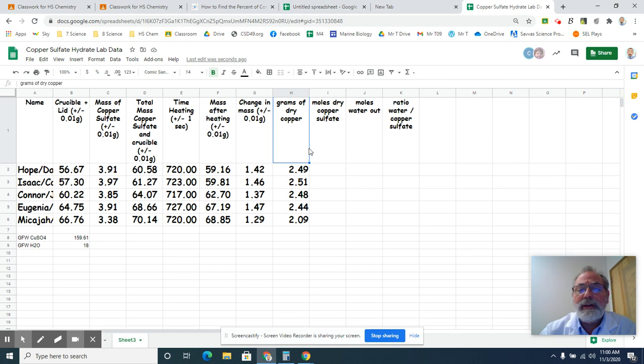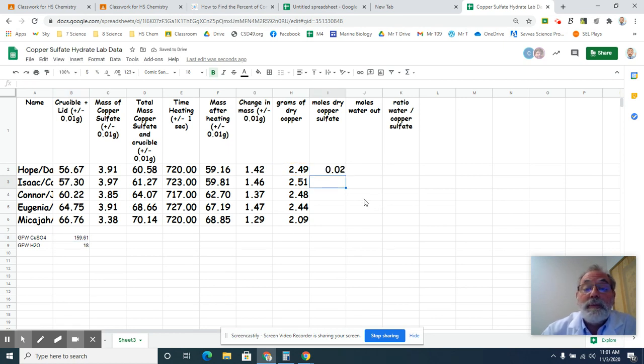Next thing I want to do is I want to go into insert a formula. So what I want to do is moles of dry copper sulfate. Okay, so this is the dry copper sulfate. This is the gram formula weight for copper sulfate without water. So all you'll do is you'll go in here and put in an equal sign. Mass of dry copper sulfate divided by gram formula mass or weight, and enter.